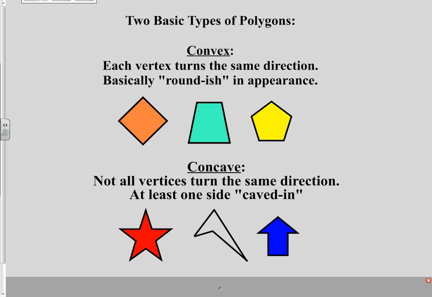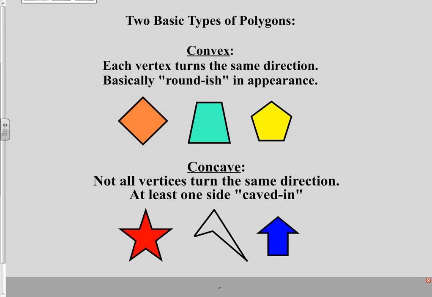And as you can see on these shapes, there's at least one spot where the vertex is actually pointing inward towards the center of the polygon rather than outward. So that is concave. That's our two basic categories for polygons, and we will spend pretty much the bulk, if not the entirety of our time working with convex polygons and very little time working on concave, but you need those definitions just in case those terms ever pop up.